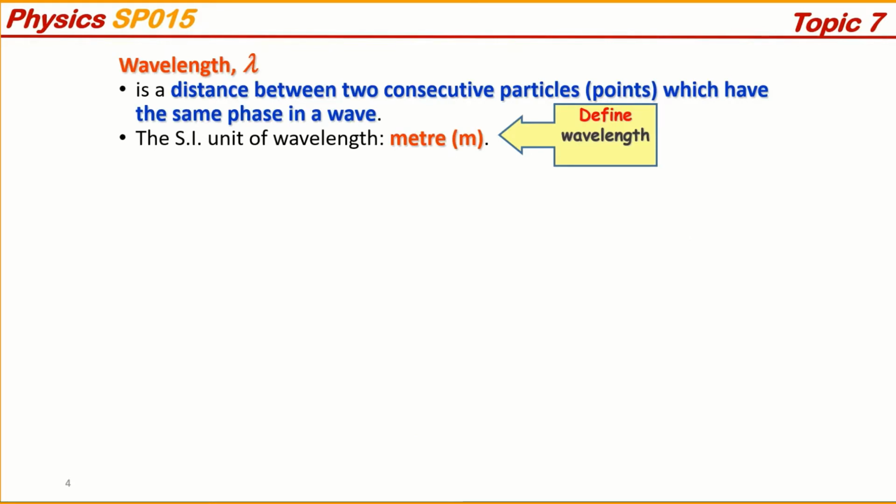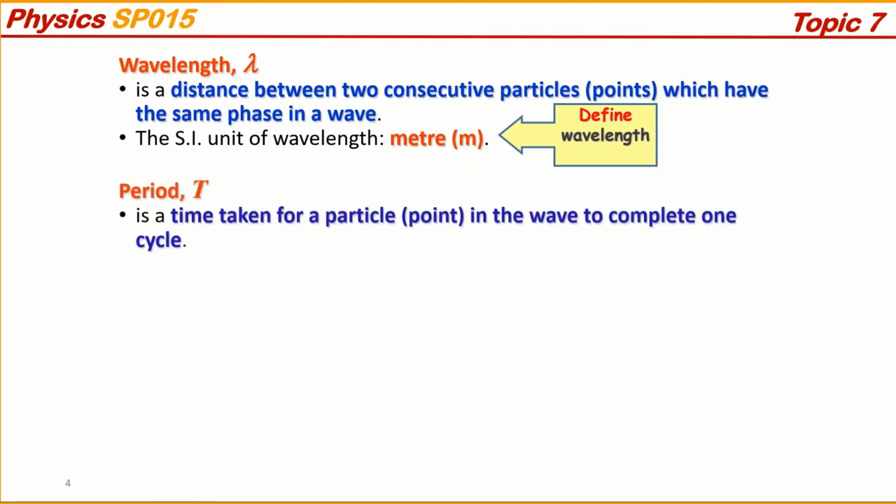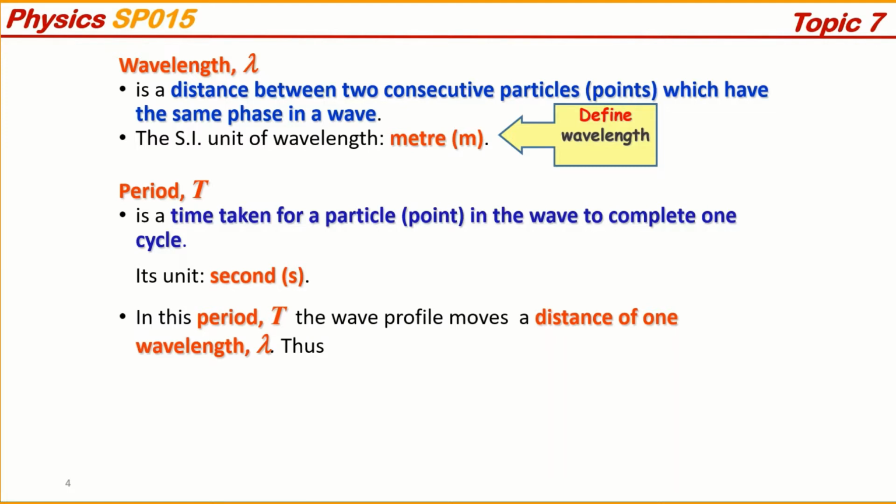Wavelength, lambda, is the distance between two consecutive particle points which have the same phase in a wave. The SI unit of wavelength is meter. Include in learning outcome. Period T is the time taken for a particle point in the wave to complete one cycle. Its unit is second. In this period T, the wave profile moves a distance of one wavelength lambda.